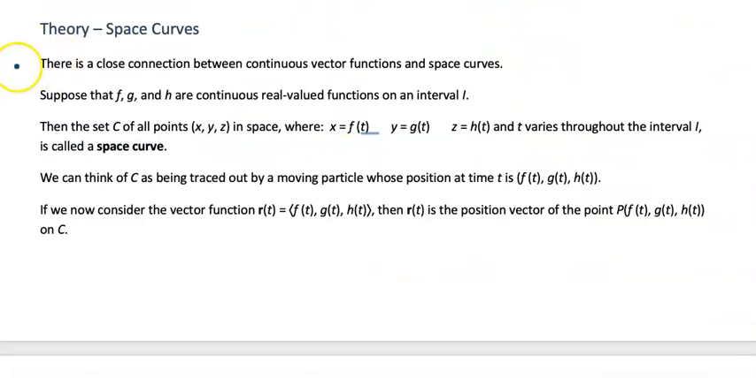So now for space curves. Space curves are very, very similar to vector functions. So we're saying that this space curve is the set C of all points x, y, and z in space, where x is f of t, y is g of t, and z is h of t. When t varies through this interval I, this is called a space curve. So C is really this moving particle, whose position at time t is given by f of t, g of t, and h of t.